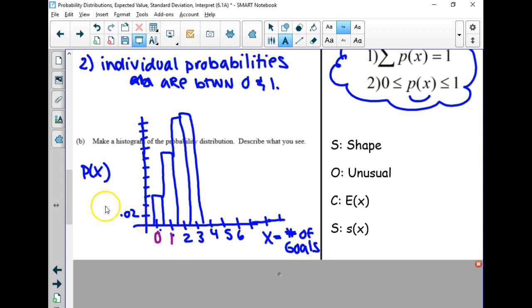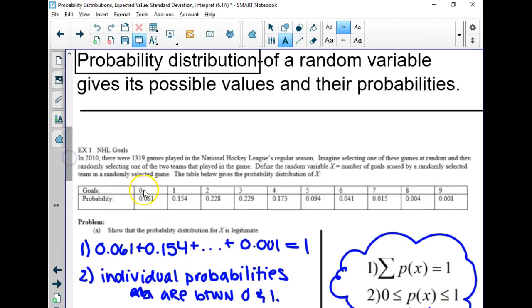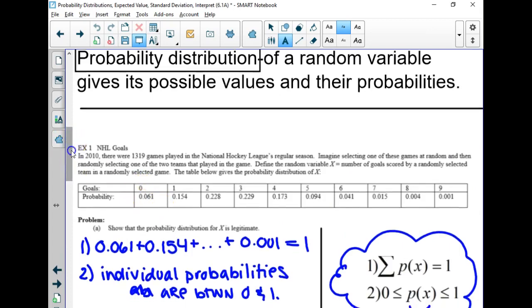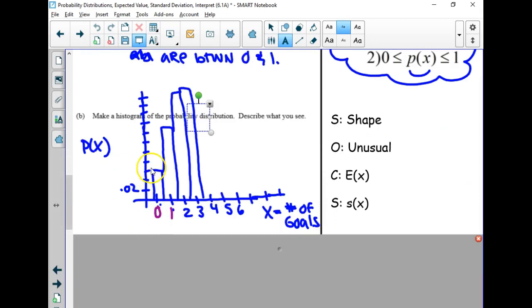So 0.02, 0.04, 0.06. The histogram of a probability distribution is a little bit of a mix of a bar graph and a histogram. The bars are touching, but there's no like 0 to 1. This whole bar is just 0. This whole bar is just 1. So that's what makes it feel like a bar graph. So for 0 goals, I went up and I look at 0 and I see 0.061. So I go approximately where 0.061 is. And then I just repeat for each observation.